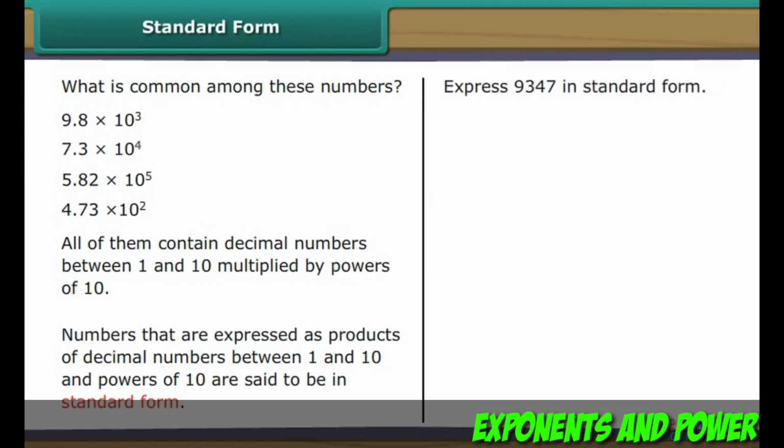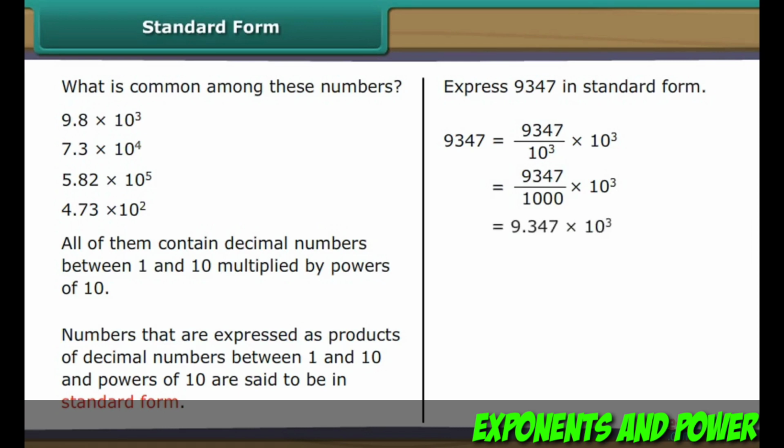Express 9347 in standard form. 9347 is equal to 9347 upon 10 cube into 10 cube, which is equal to 9347 upon 1000 into 10 cube, which equals 9.347 into 10 cube. Now express 345 in standard form.